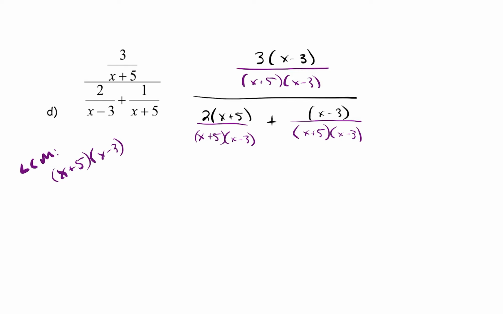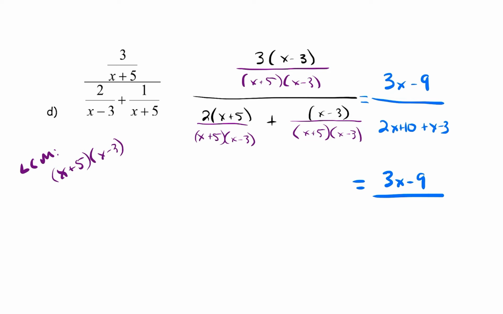So what we're left with is just 3x minus 9 over 2x plus 10 plus x minus 3. We'll now go ahead and combine like terms. We get 3x minus 9 over 3x plus 7. There's our answer and our last example.